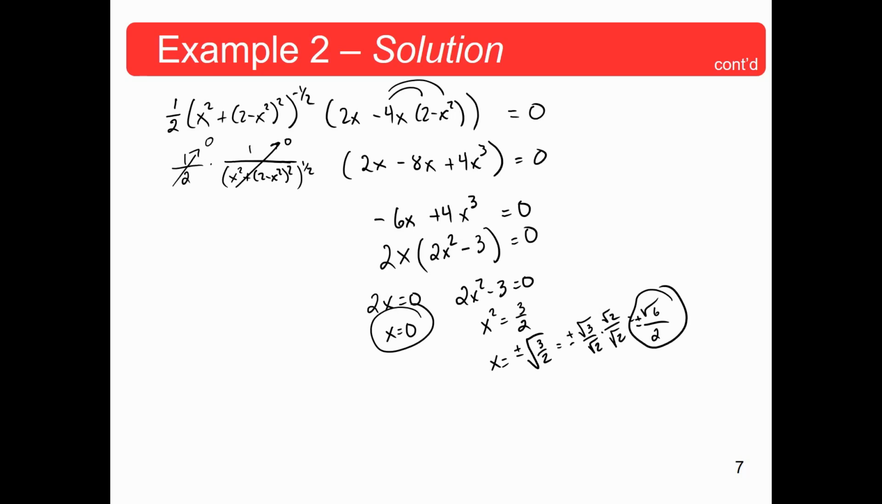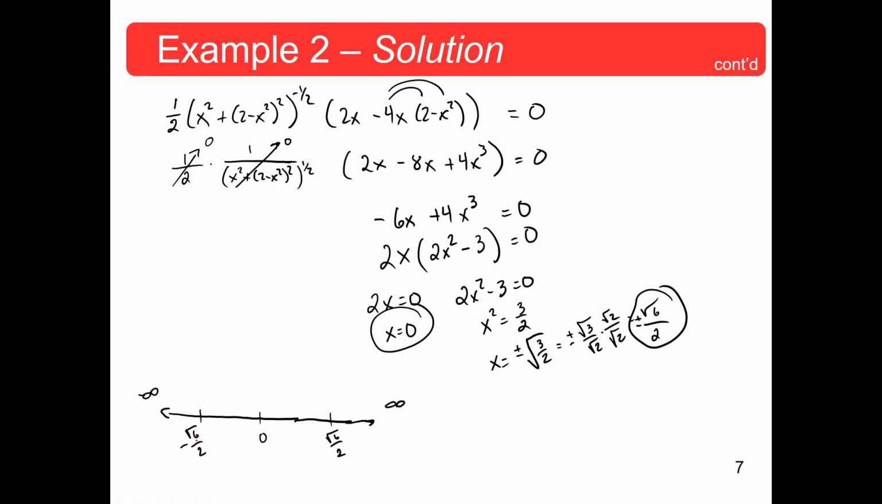So I can do 0. I can do a square root of 6 over 2 negative and a square root of 6 over 2 positive. So I know I'm going to negative infinity and I'm going to positive infinity. So that gives me 1, 2, 3, 4 test points, right?